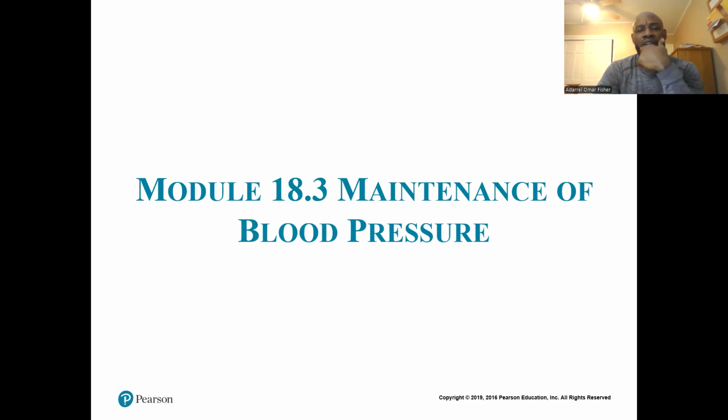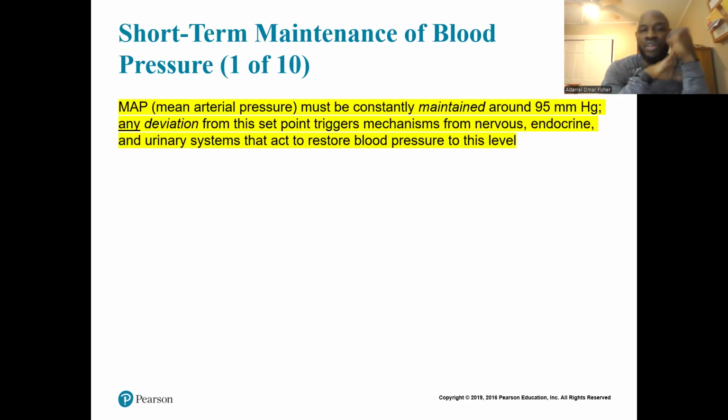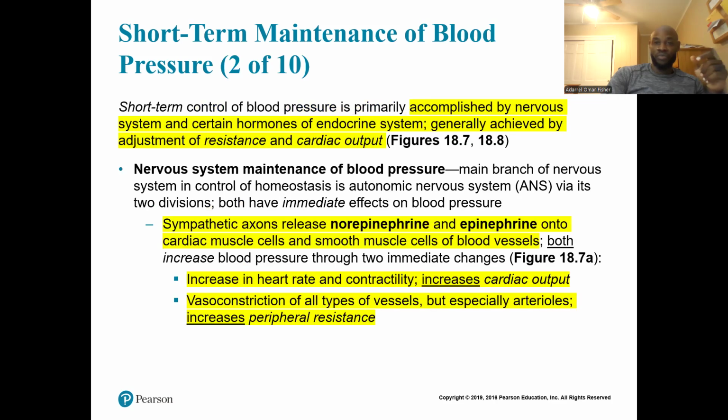How do we maintain blood pressure? Well, mean arterial pressure must be constantly maintained around 95 millimeters of mercury. And any deviation from this triggers our nervous system, our endocrine system, our urinary system. Notice all these different systems can help control our blood pressure. So that obviously means that blood pressure is something that is very important to control. All right, there's short-term and long-term controls of blood pressure. Right, so we have short-term control, primarily the nervous system, and some hormones of the endocrine system.